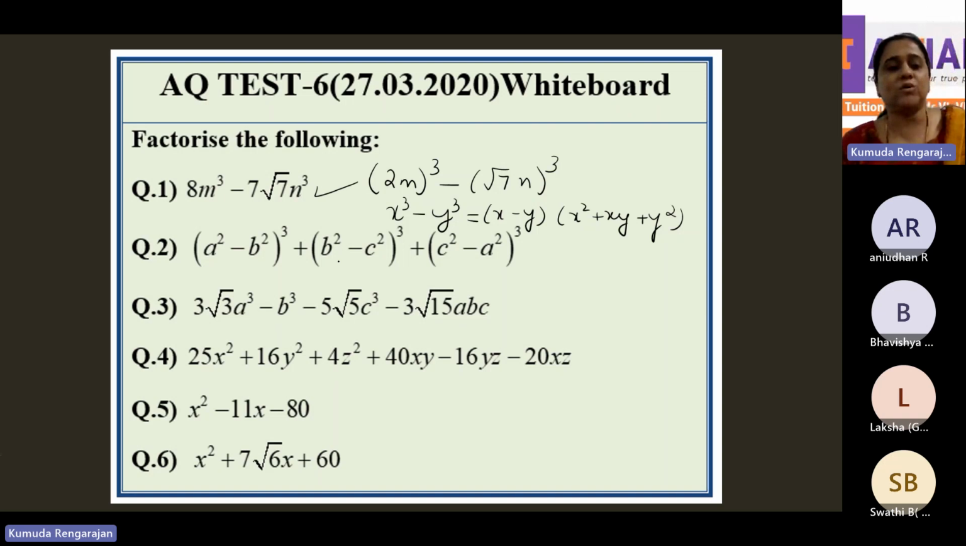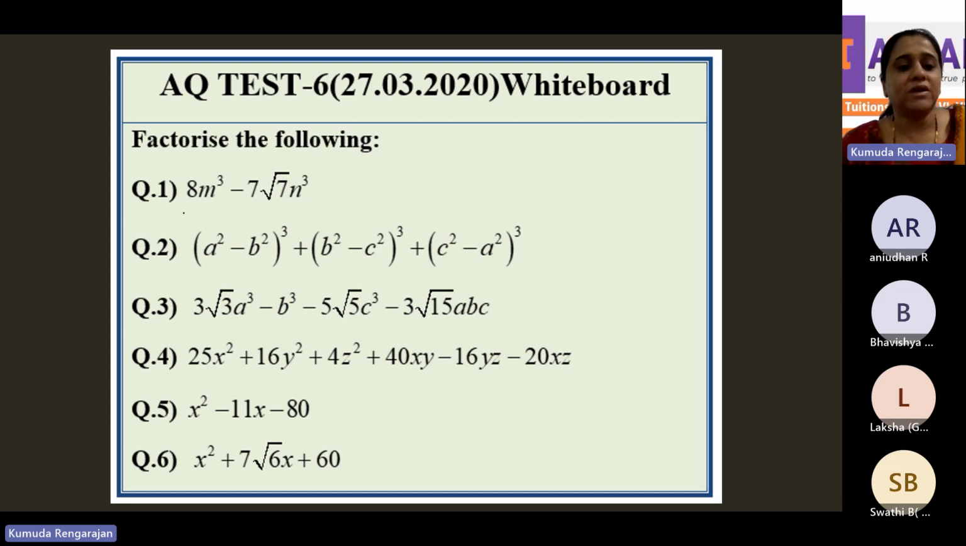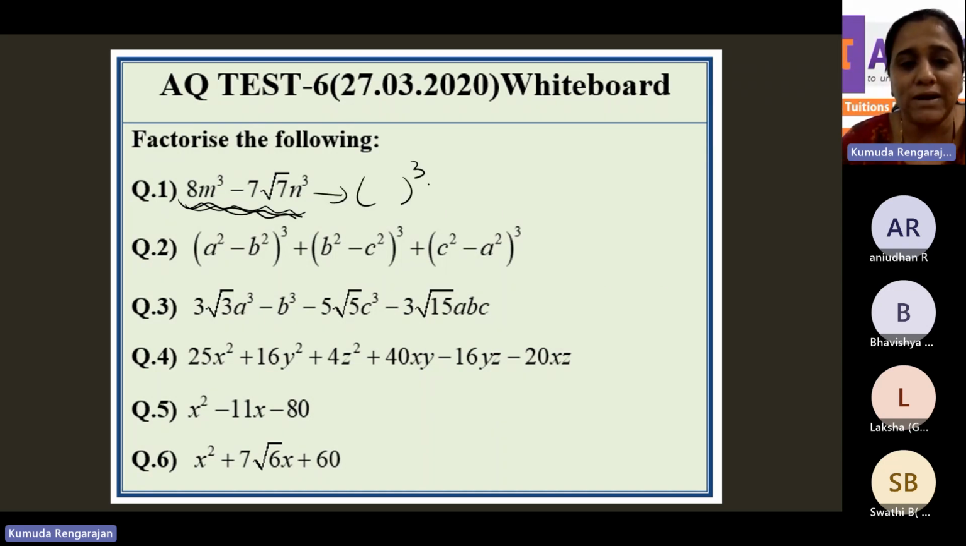In the same way, in the first one, we have an expression. As soon as you see this, you must understand that it's in the form a cubed minus b cubed, or you can say x cubed minus y cubed, anything. It looks like that, but it's not exactly like that. So you should write it in the form something the whole cubed minus something the whole cubed. Like this it should be.